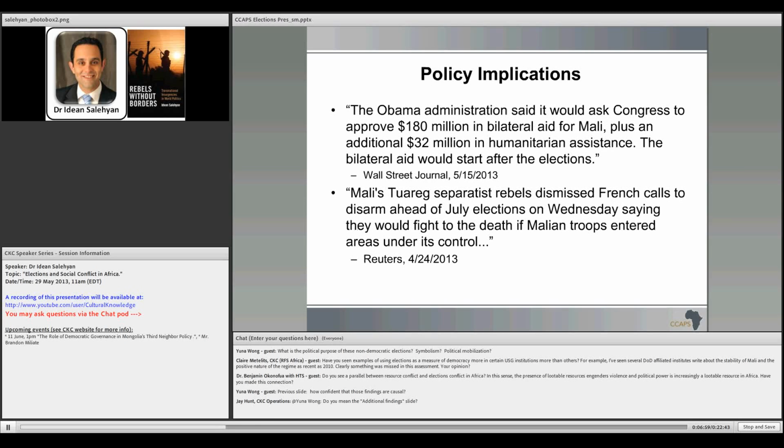So very recently, just a few days ago, the Obama administration indicated that it would ask for aid to be reestablished to Mali, but only after the elections are held. And then ominously, this last quote indicates that the Tuareg separatists dismissed French calls to disarm ahead of the elections, saying that they will fight to the death if Malian troops entered its area. So we still have an ongoing conflict. We still don't have a strong or a clear indication that the Tuareg insurgency has come to an end, but we're having elections in July anyway.